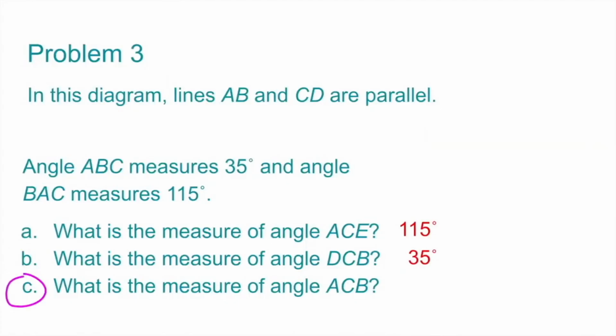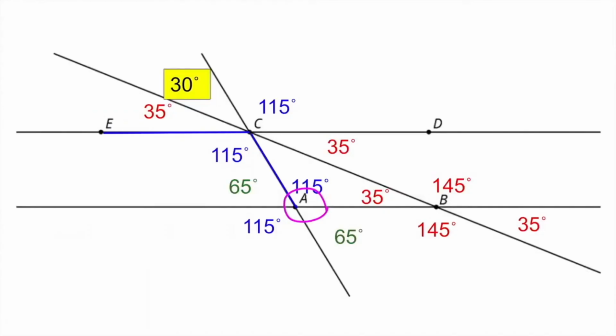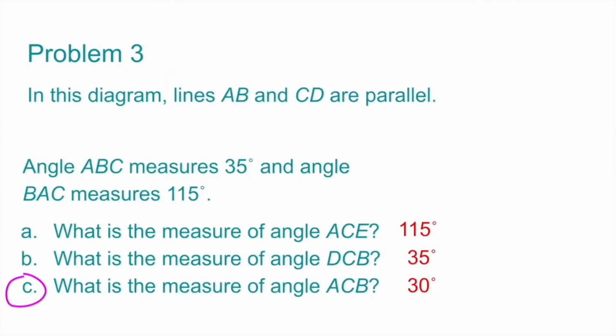C. What is the measure for angle ACB? There's A, there's C, and there's B. It looks like somehow I removed the missing measure. The missing measure would be right here, and I know its corresponding measure is 30 degrees, so its measure would be 30 degrees. So the measure of angle ACB is 30 degrees.